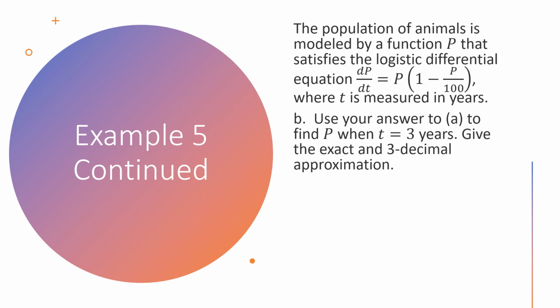All right, so continuing on with that example, it says use your answer to part A to find P when t equals 3. Give exact and decimal approximations. So P of 3 equals, and all I'm doing is plugging 3 in for t. So I have 100 over 1 plus 4 e to the negative 3. And that would be my exact answer. But once I plug that into the calculator, I get 83.393 animals, or approximately 83 animals.